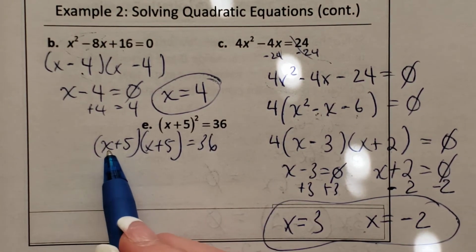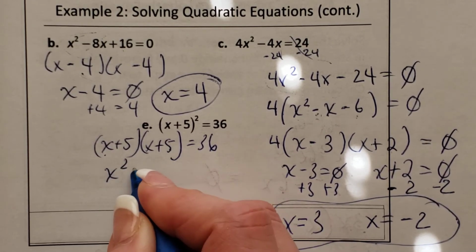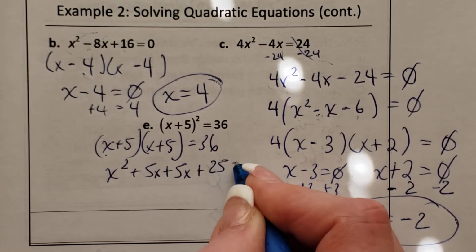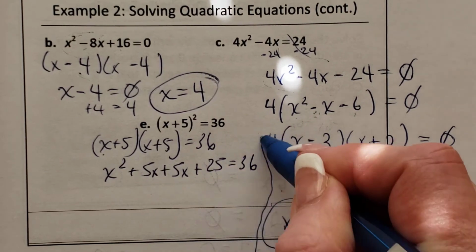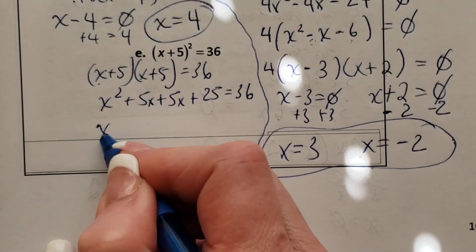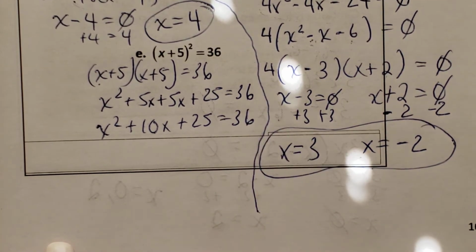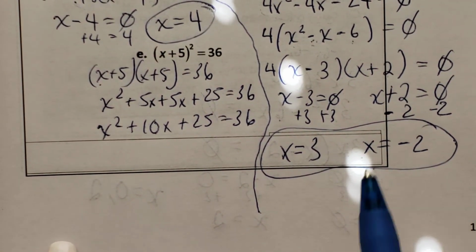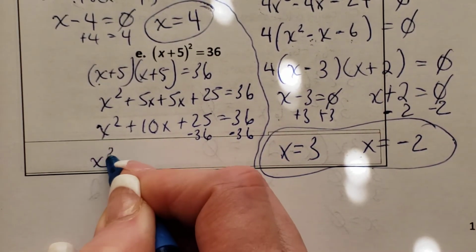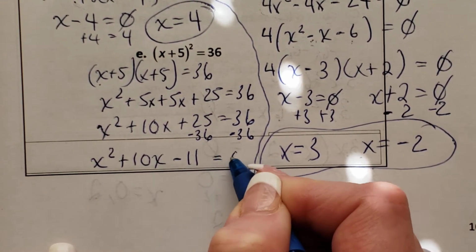So I'm going to FOIL this. X times x is x squared. X times 5 is 5x, plus 5x, plus 25 equals 36. All right, I'm going to combine my like terms. 5x and 5x is 10x. I want this quadratic equation to be equal to 0, so I'm going to subtract 36 from both sides. So I have x squared plus 10x minus 11 equals 0.